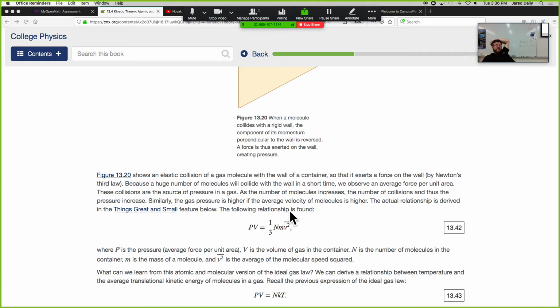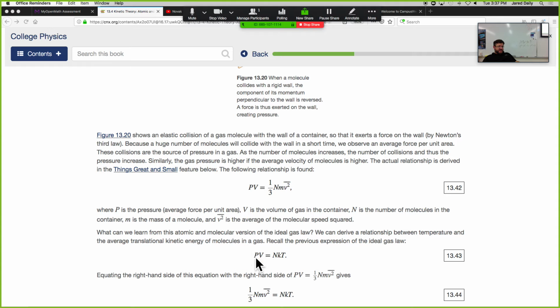So then that's force divided by area, which is well, actually that's just force, which is pressure times area. And then if you divide that by the volume, you get a new expression where the pressure times the volume equals 1/3 times the number of particles times the mass of each individual particle times the average velocity of each particle squared. And this is part of the ideal gas law.